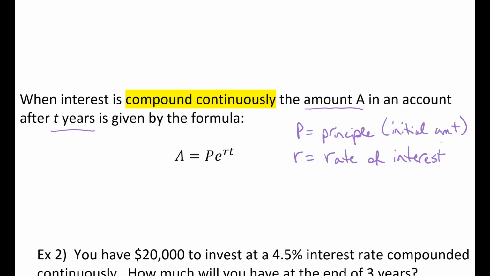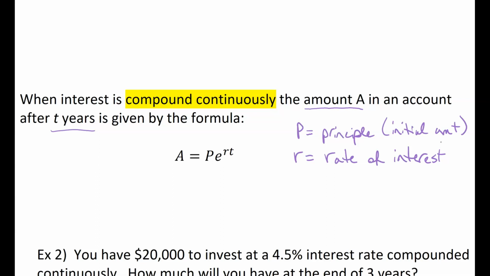Honestly, this is a much easier formula to work with, yes? Yeah, it doesn't have that fraction in there that you have to simplify and all. And I usually just call this the PERT formula. PERT.